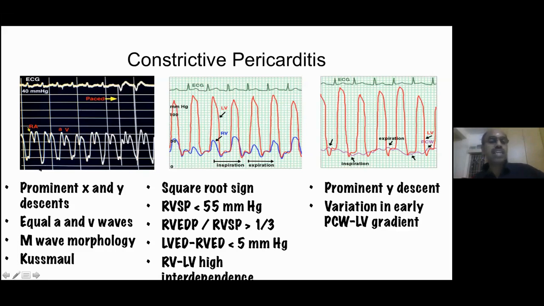So summarizing, in constrictive pericarditis: equal A and V waves, very prominent X and Y descents, M pattern, Kussmaul sign. In the ventricle, the square root sign, all of which we already defined. In the pulmonary capillary wedge pressure to ventricle, there is a variation in the early pulmonary capillary wedge to LV gradient. Pulmonary capillary wedge will go negative relative to the LA pressure and LV pressure during inspiration.